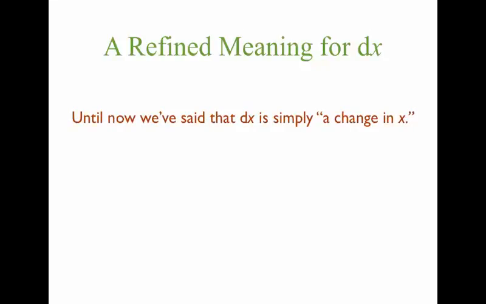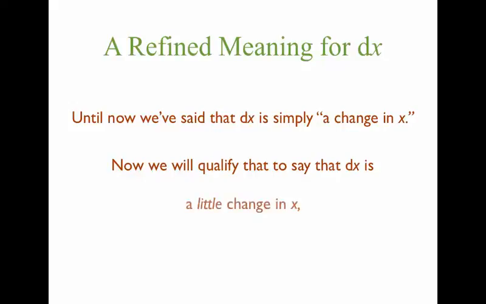Any questions before we start? Okay, so we've talked about dx as what? We've said that dx is simply a change in x. We want to refine that a little bit. Now we will qualify that to say that dx is a little change in x, a small change in x. What do we mean by small? We'll talk about that. But instead of just being any change in x, as we've considered it so far, now we want to say it's a little change in x.